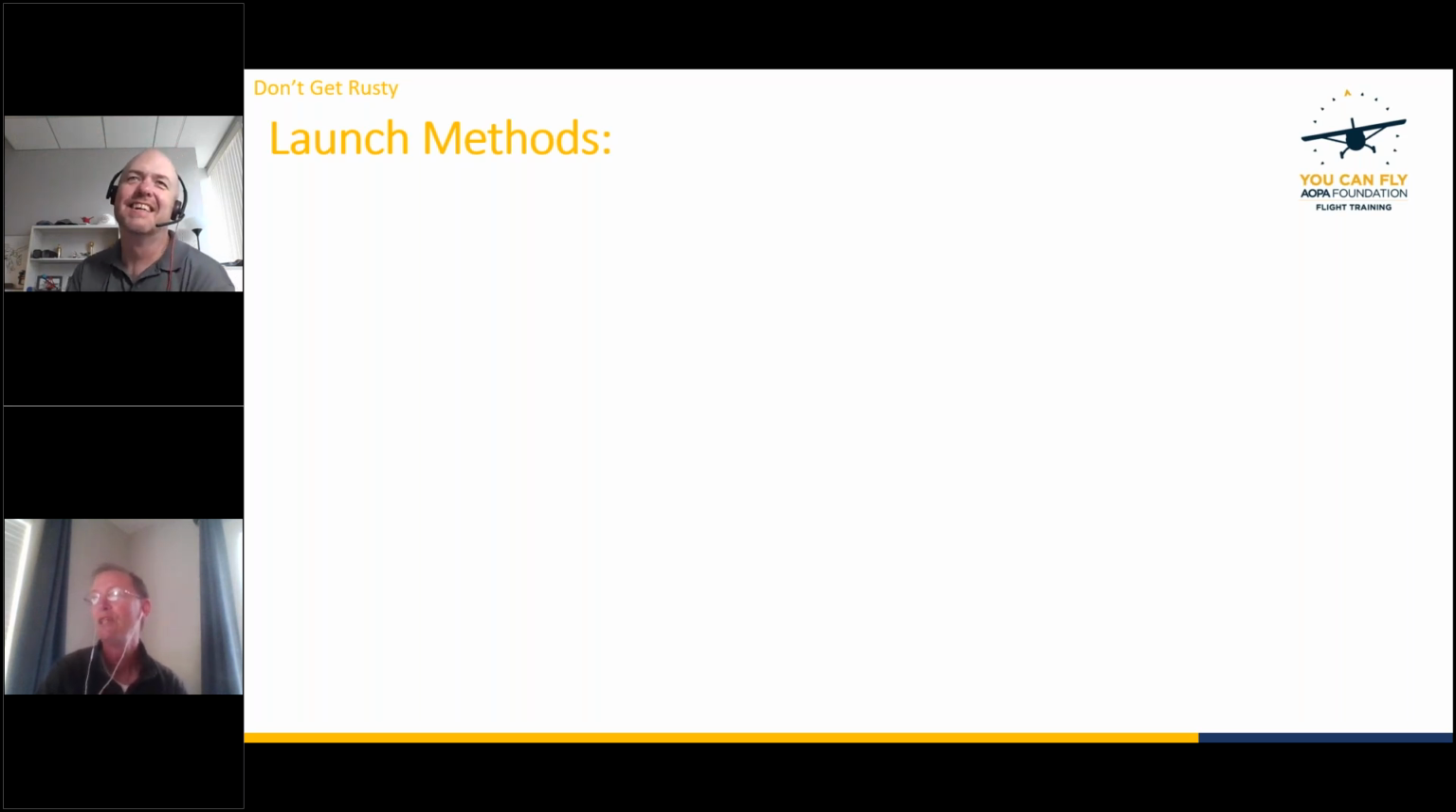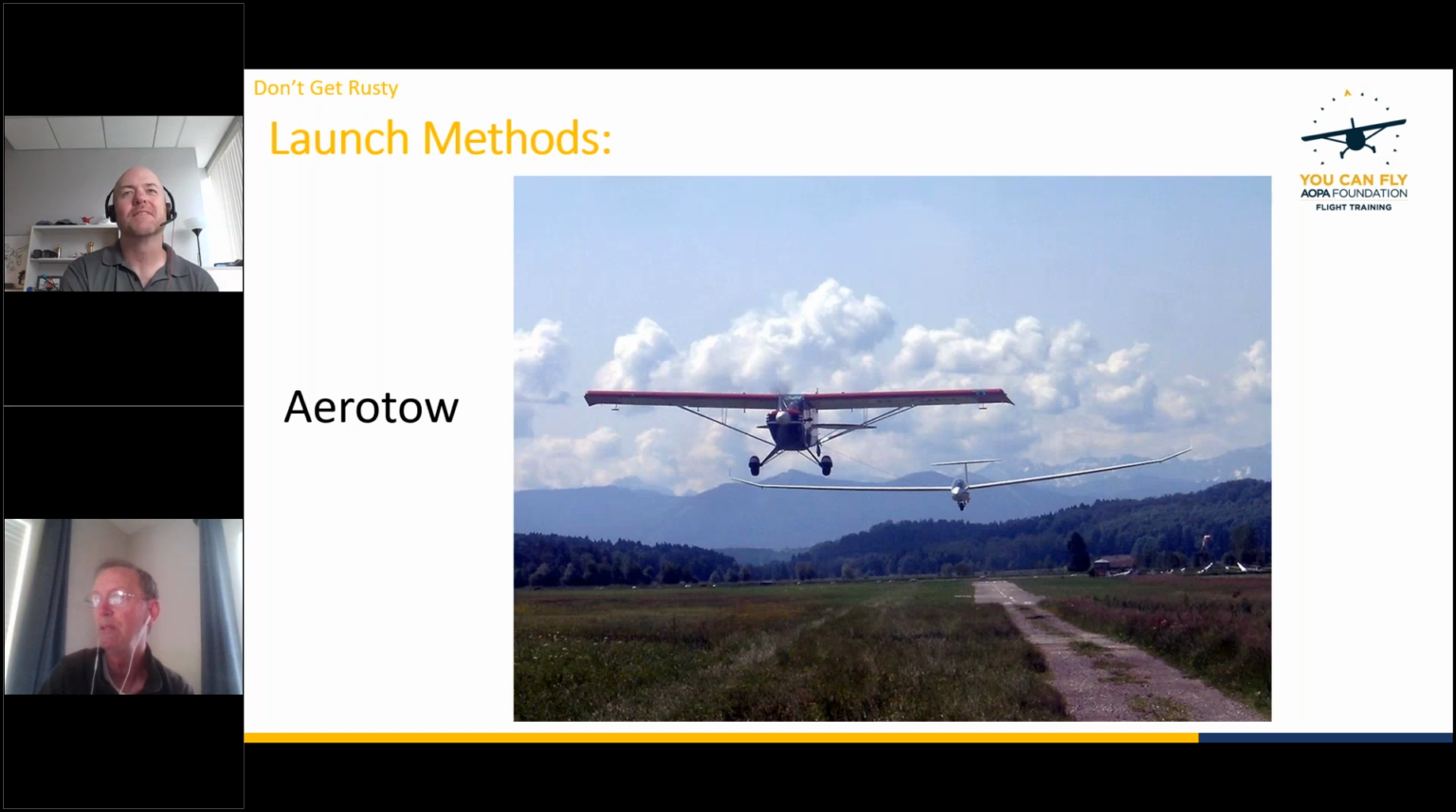So how do we get these things into the air? The most common method, at least in the US, is an aero tow, which is pretty much like it sounds. We tie a rope between the two aircraft and we literally pull them into the air with an airplane. And then once up at altitude, the glider decides where it's going to get off and then goes on about flying as a glider.